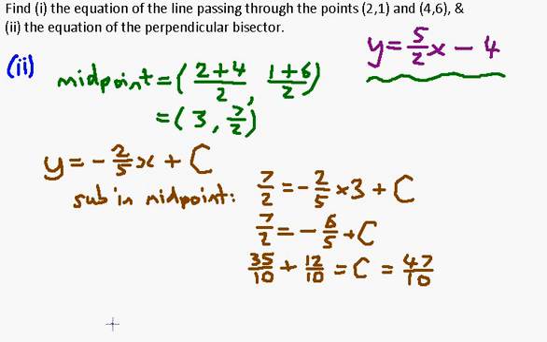So our final solution to this problem, our equation for the perpendicular bisector, is y is equal to minus 2/5 x plus 47/10. And that is our final answer.